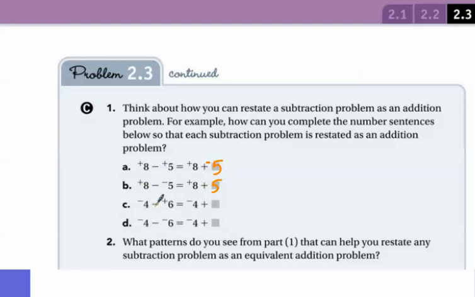If I have negative 4 minus positive 6, using that algorithm, subtract the positive is the same thing as to add the negative. I'm going to have negative 4 plus negative 6. And down here, negative 4 minus negative 6, to subtract the negative is the same thing as to add the positive. So negative 4 plus 6 gives me my answer.